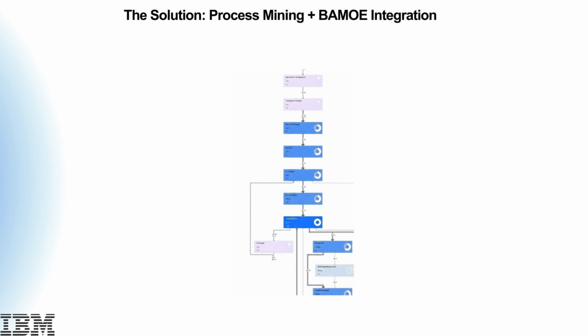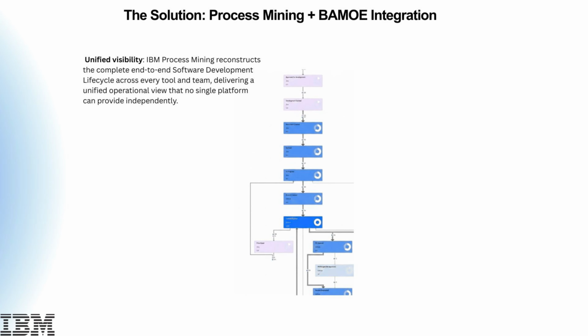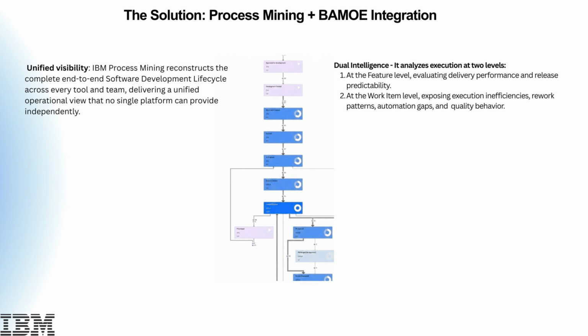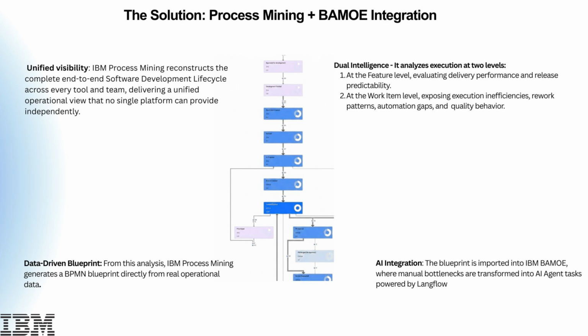Now, let's see how IBM Process Mining transforms the workflow. It reconstructs the complete end-to-end software development lifecycle, delivering a unified operational view. It analyzes execution at two distinct levels, at the feature level and at the work item level. From this analysis, IBM Process Mining generates a BPMN blueprint directly from real operational data. That blueprint can then be imported into IBM BAMOE, where manual bottlenecks are transformed into AI agent tasks powered by Langflow. Now, let's see how IBM Process Mining transforms operational lifecycle by integrating seamlessly with IBM BAMOE.